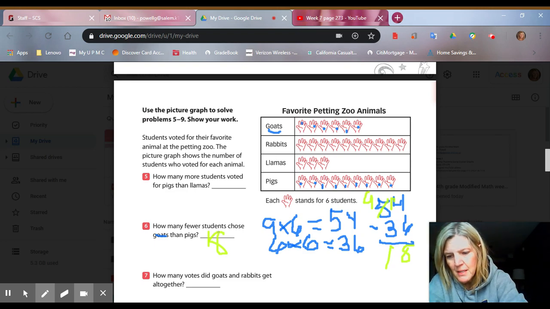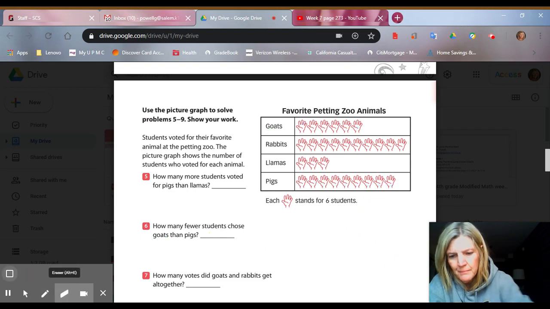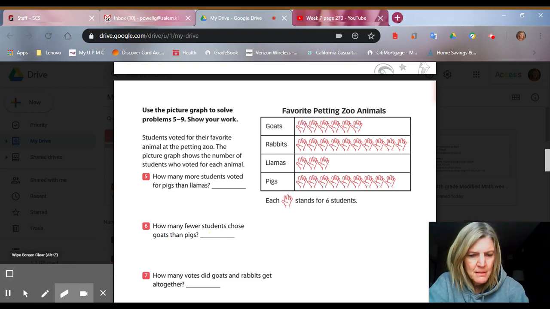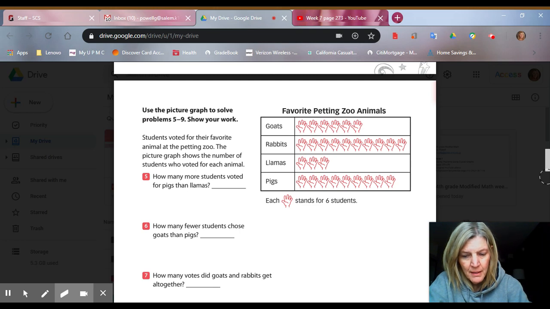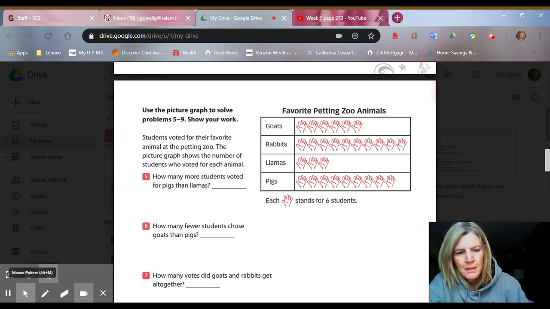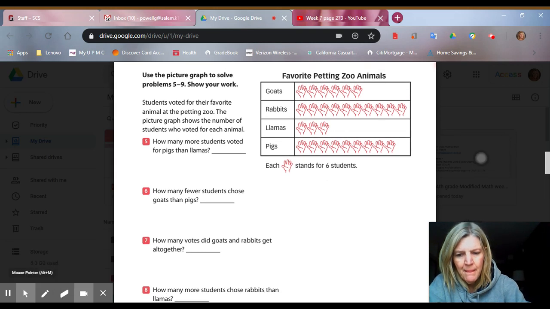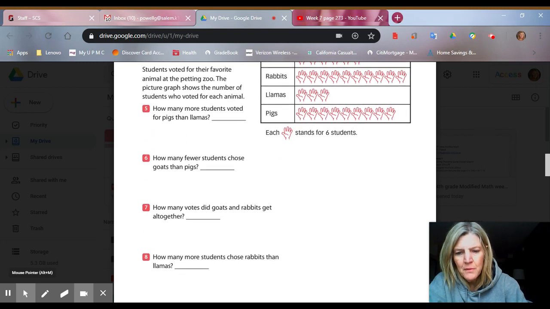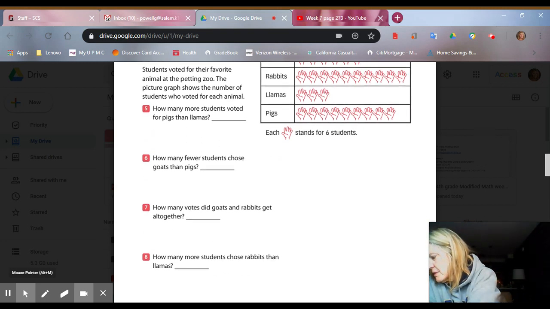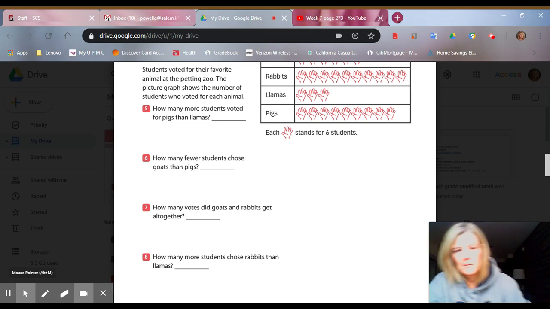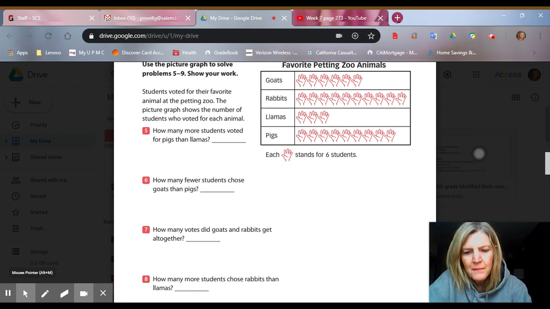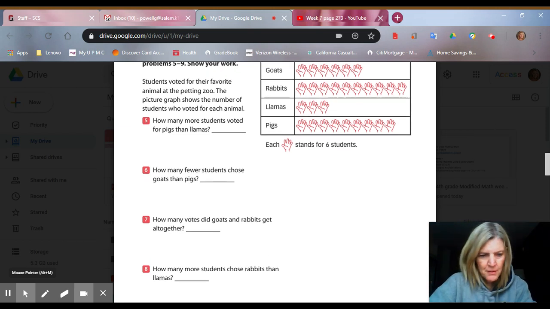Here we go. Next one. Number 7. How many votes did goats and rabbits get all together?